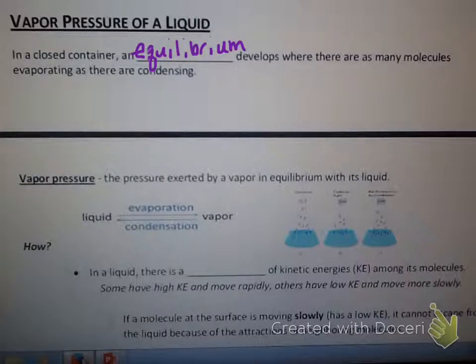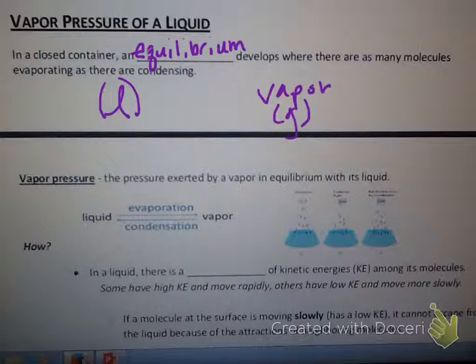Alright, so the process of going from the liquid phase of matter to the vapor phase, also known as the gas of that substance above the headspace of the liquid, the process of going from liquid to gas is called evaporation.